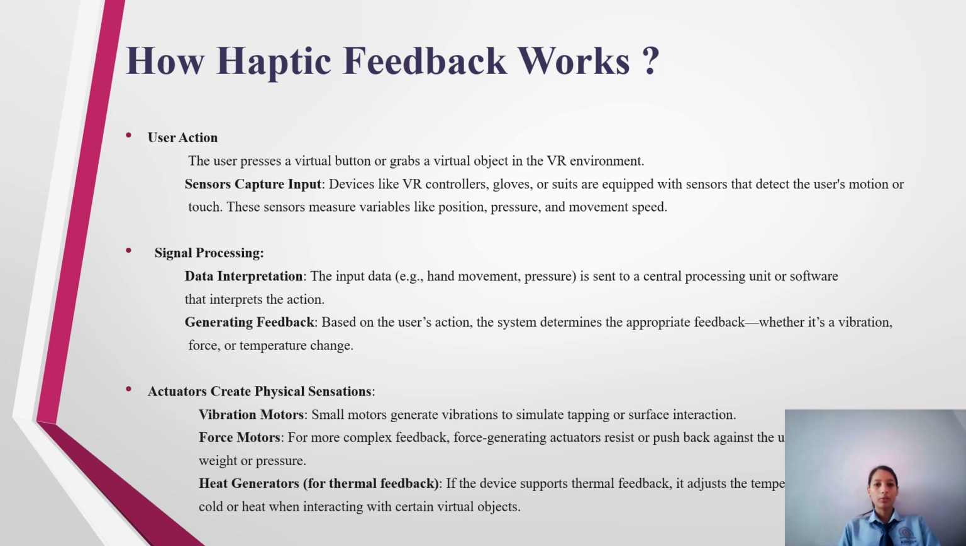How haptic feedback works. First of all, the user performs some action. Then the signal is processed. In data interpretation, the input data is sent to the central processing unit. Then it generates the feedback. After that, the actuators create the physical sensations, like vibration motors, force motors, and heat generators for thermal feedback. And then the particular task is performed. We will see the diagram in the next slide.